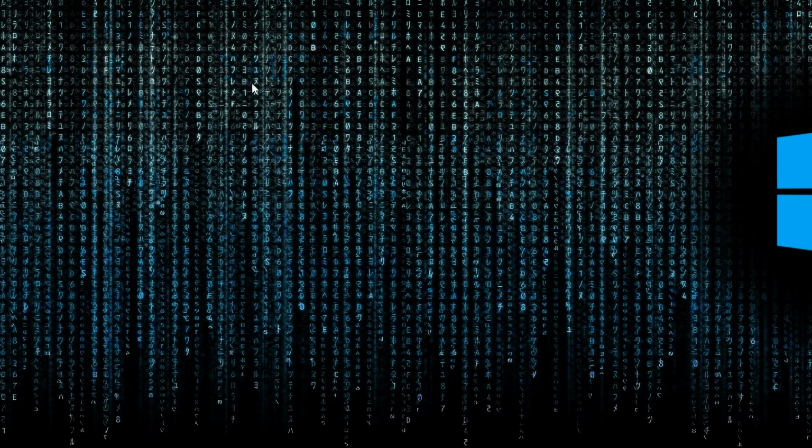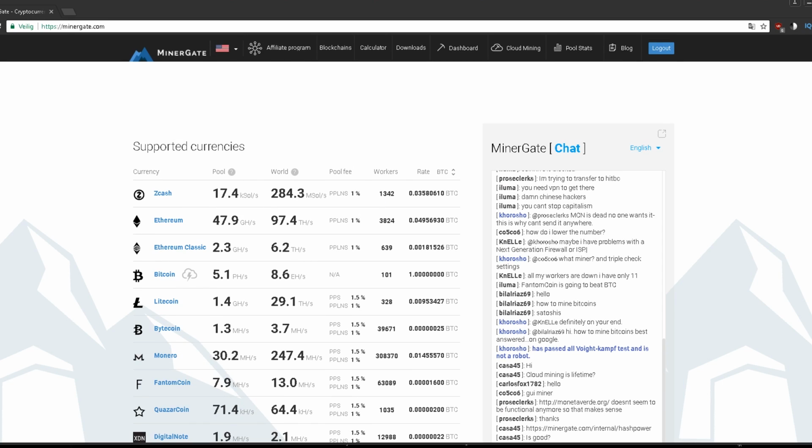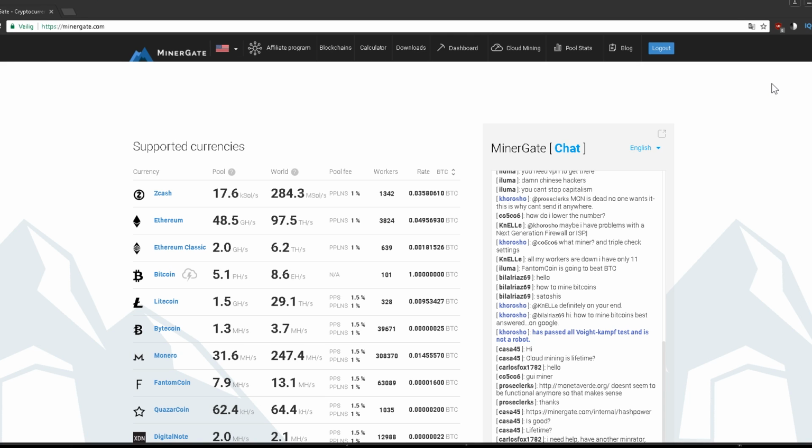First of all, you have to go to the Minergate website right here. What is Minergate? Minergate is a means for you to mine cryptocurrency. They were also one of the first crypto node mining pools in existence, and they have really large pools on, for instance, Monero, and also they have a large Bytecoin pool. Almost half of the entire world hash rate is being mined on these pools.